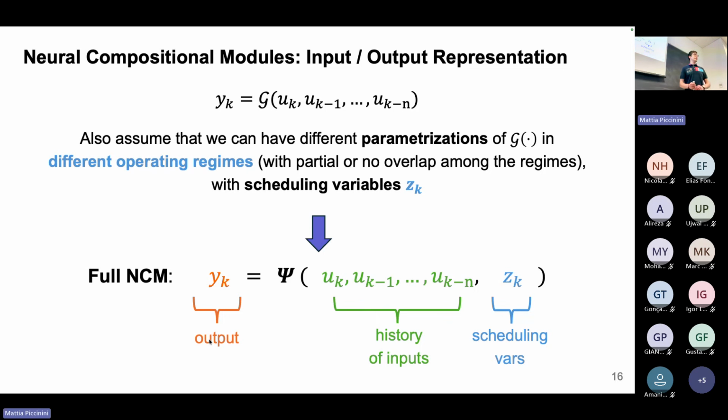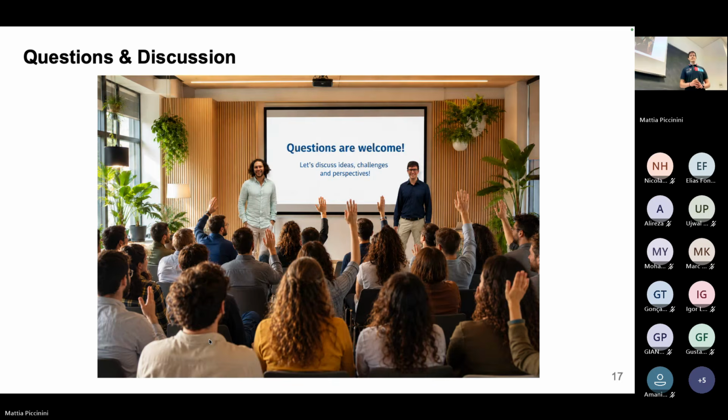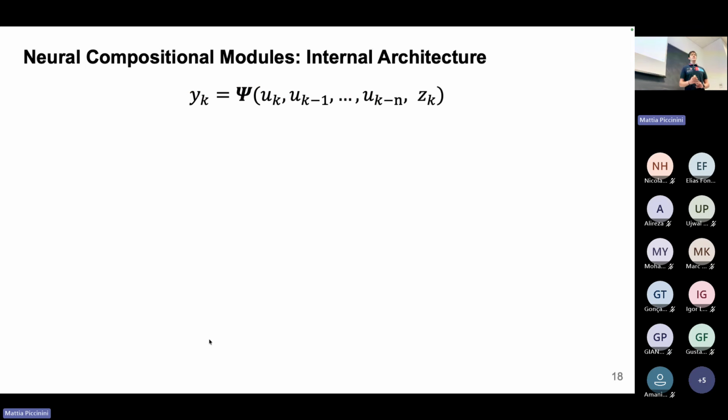Okay. So again, this is very general. We're not saying anything about psi. Psi can be whatever: neural network, analytical functions, whatever. We're just talking about inputs and outputs. And then what about the internal architecture of psi, of this functional?